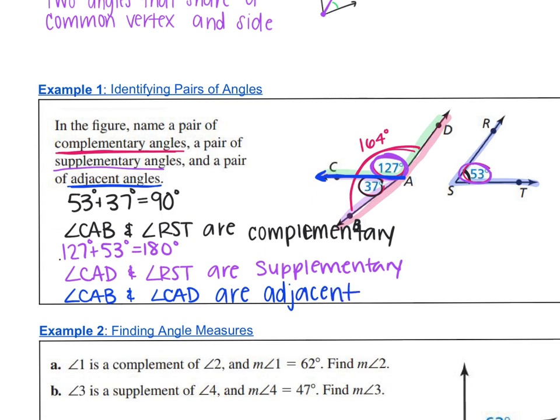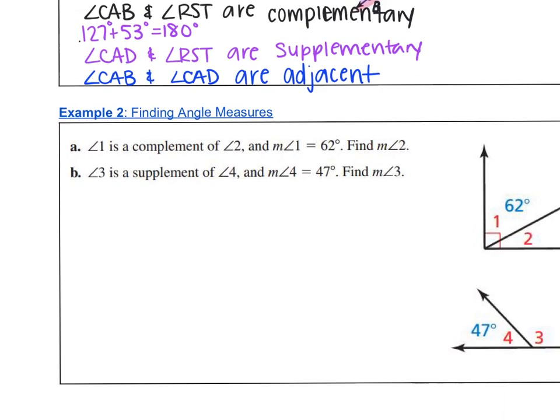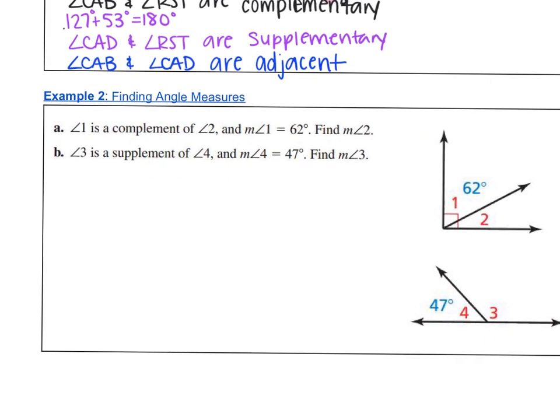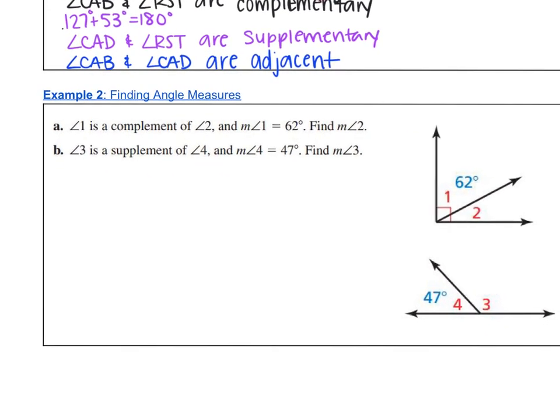Adjacent, supplementary, and complementary. Three different ways we can classify angles and pairs of angles. So let's go ahead and take a look at the next example. The next example now is going to give us some information and ask us to find missing angle measures. We're also going to have to use the angle addition postulate from back in, I think, 8.2. So we'll have to remember that as well.